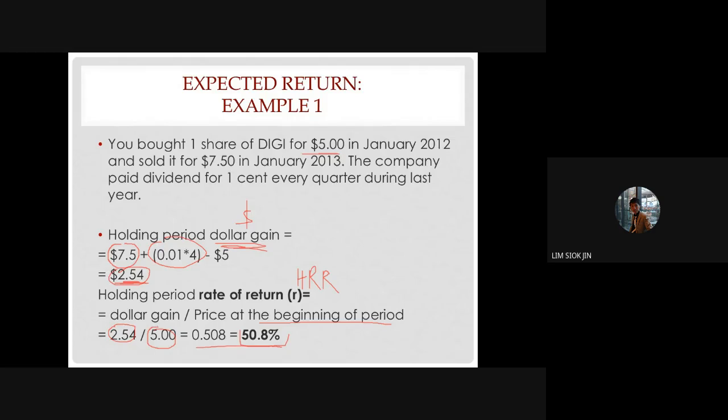So let me compare with just now. Just now my business was buying land and selling land, right? 3 years, right? So that holding period return is how much? 65%, correct? Let's say that one is Mr. A. This business is Mr. B. So A got an HPR of 65%. B here got an HPR of, let's say, 50.8%.